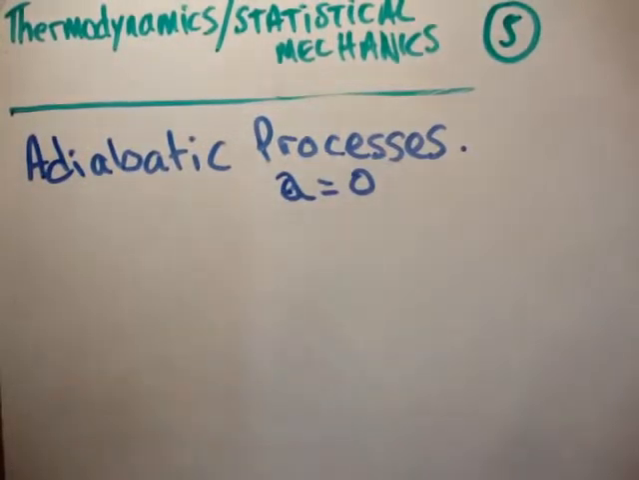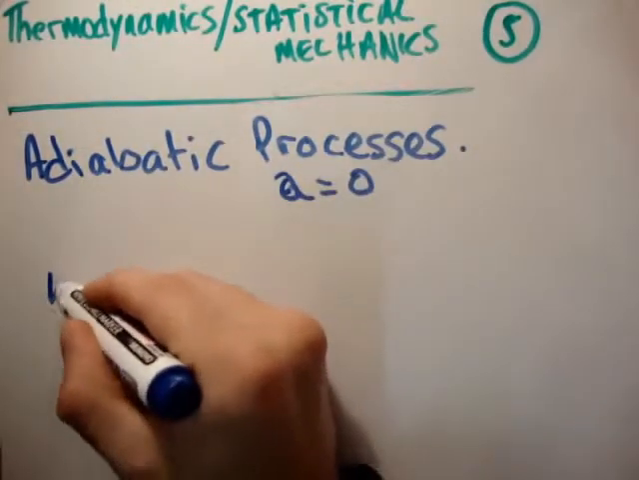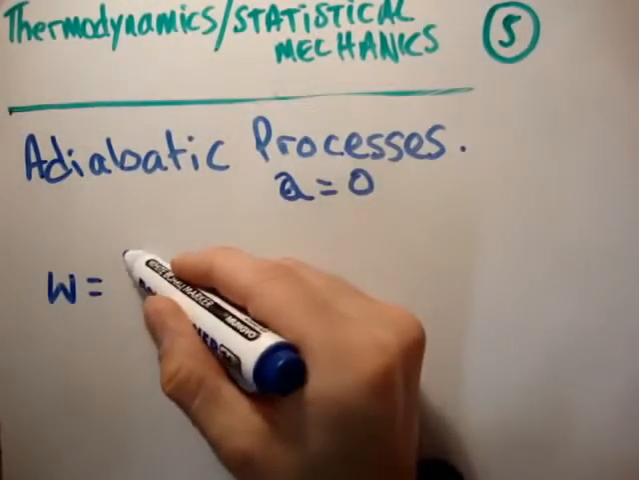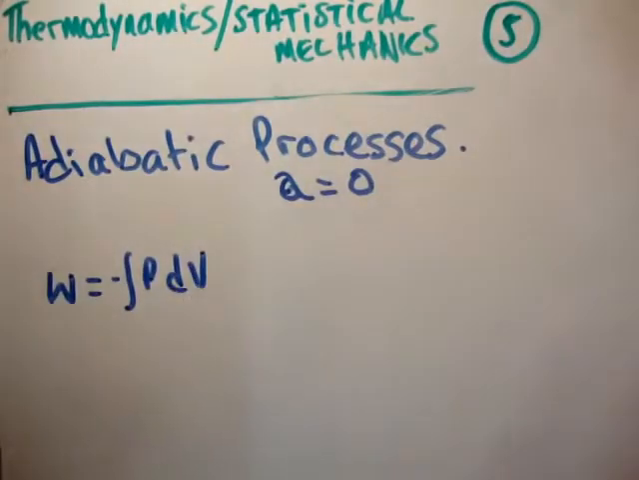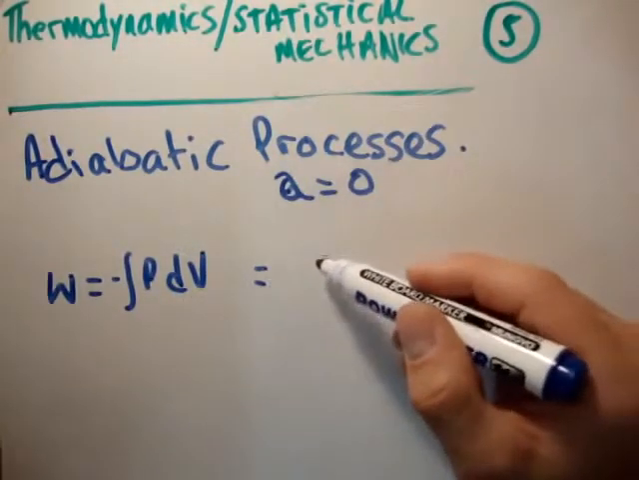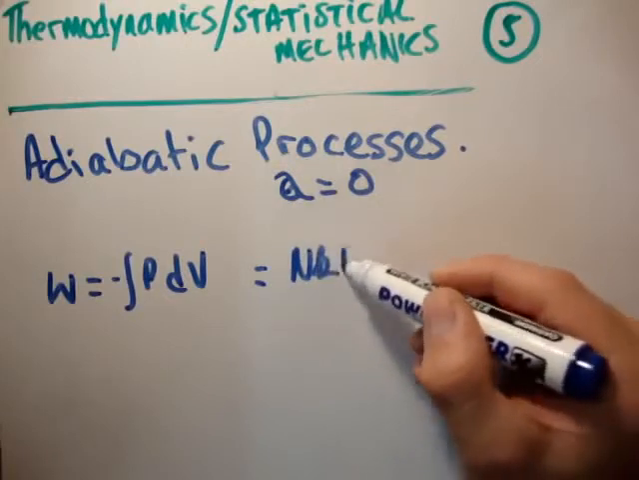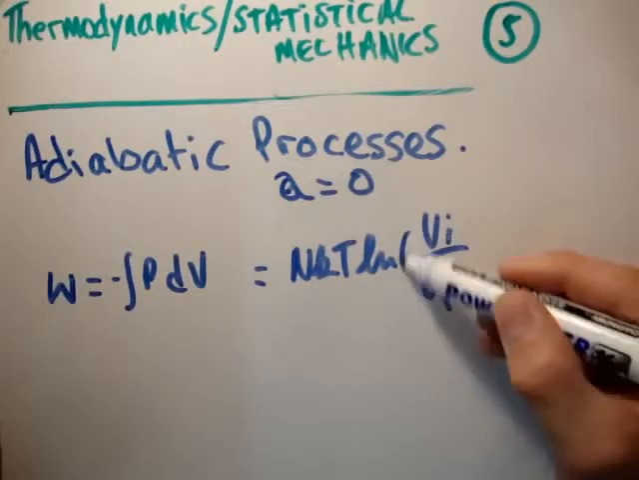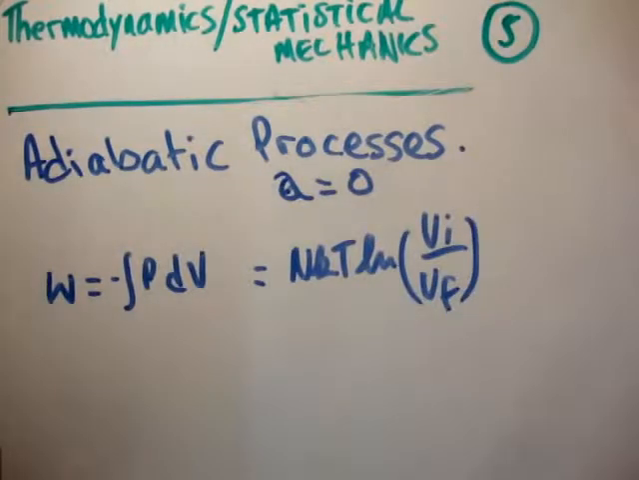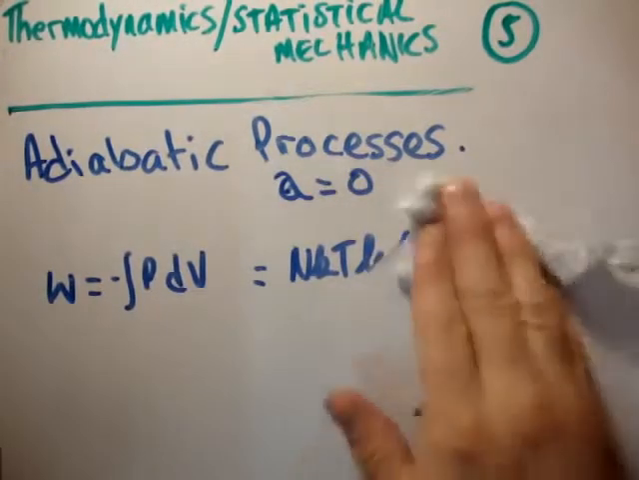So remember, in our previous video on compression work, we said that work done is equal to minus the integral of P dV, and we subbed the ideal gas law into this, and we got that work done is equal to nKT, the natural logarithm of VI divided by VF. Okay, so that's my revision done.